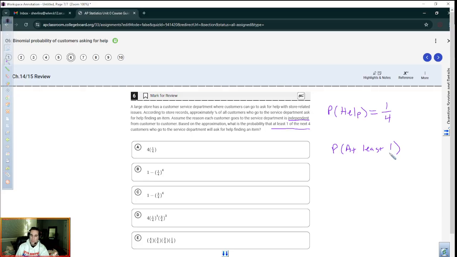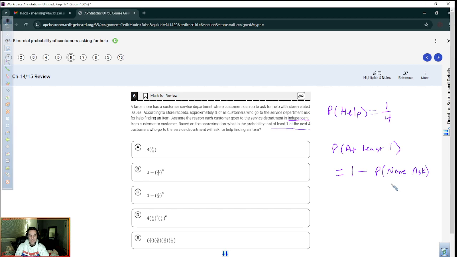I don't want to do all that. So let's do one minus the probability that none ask for help finding an item. We have four people coming. If 1/4 chance they do ask for help finding an item, what is the chance they don't ask for help finding an item? Someone out there in the chat, throw it in.